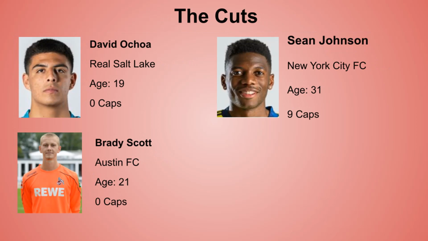The cuts were David Ochoa, who was injured. Sean Johnson was apparently also injured, according to a US Soccer release, and Brady Scott was released. Not sure what that means for Brady Scott's future with the US, but he's going to be playing for Austin this season, so he's still somebody to keep an eye on.